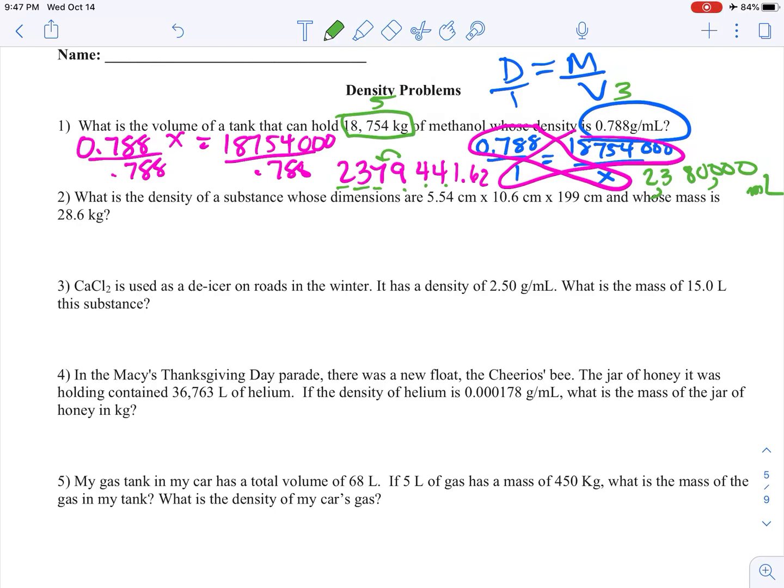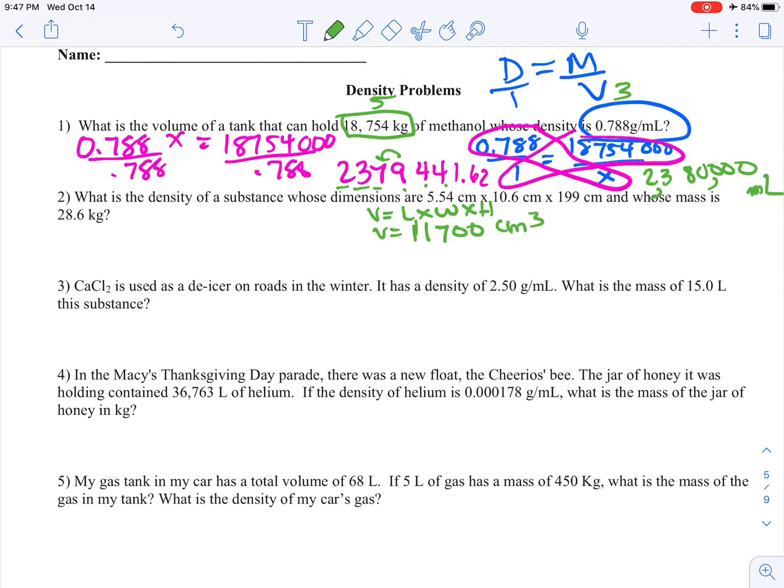Okay, what is the density of a substance whose dimensions are such and whose mass is that? The first thing we need to know is that volume is length times width times height, which hopefully you did know. So we need to multiply those 3 together. So 5.54 times 10.6 times 199. And I have a big number, and we're going to round it to 3 sig figs already. It was 11,686, so it's 11,700 cubic centimeters.